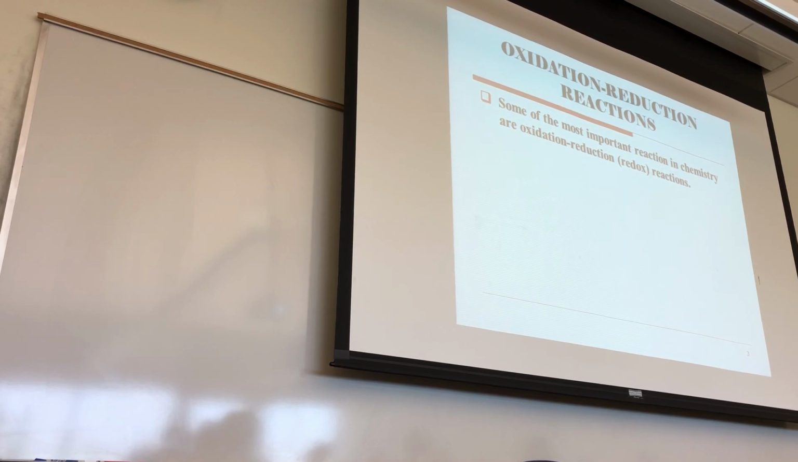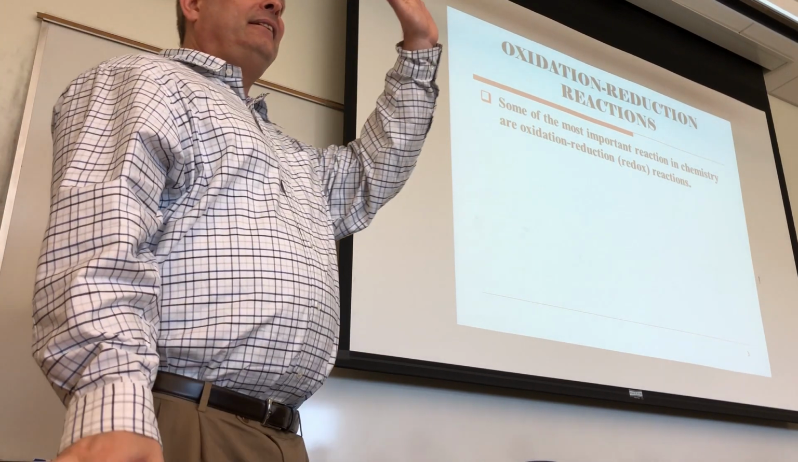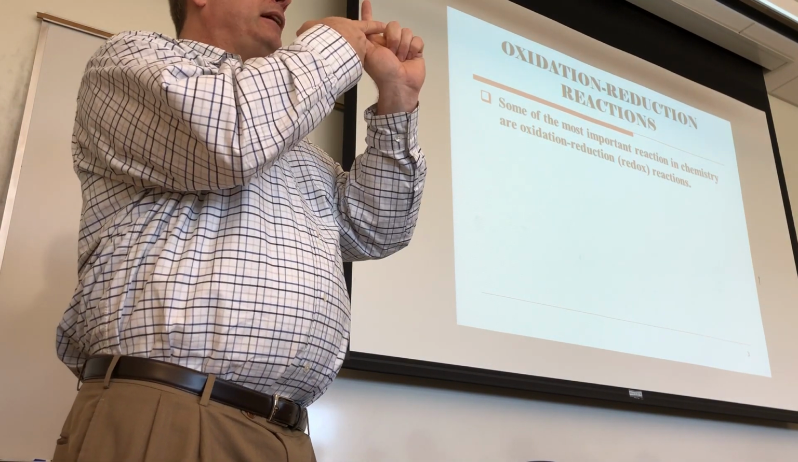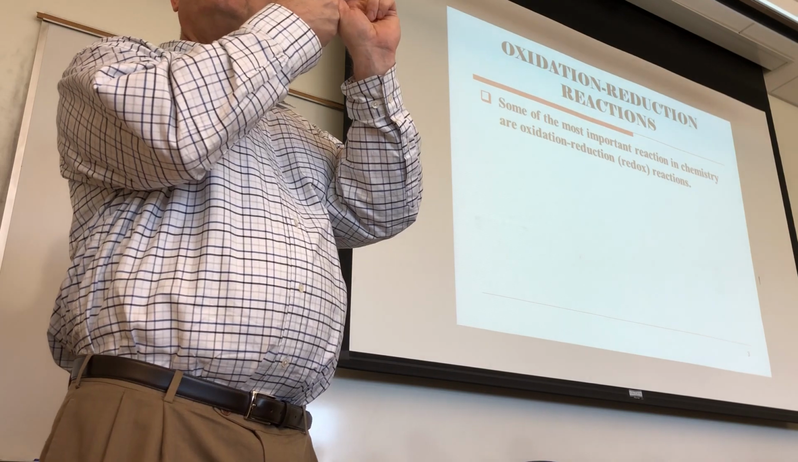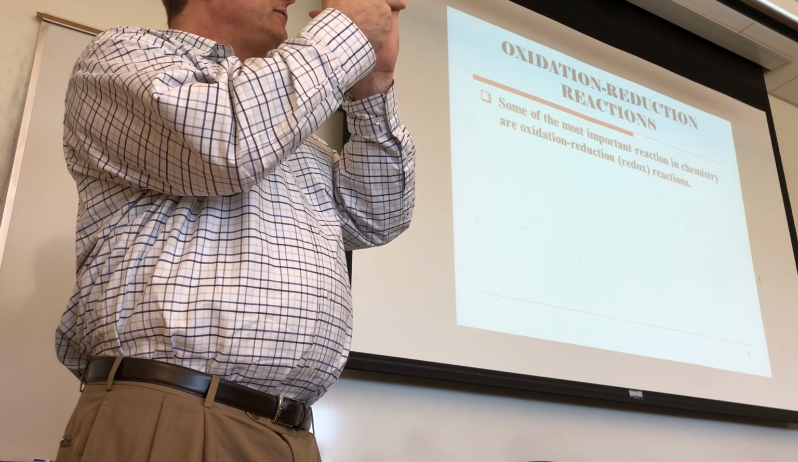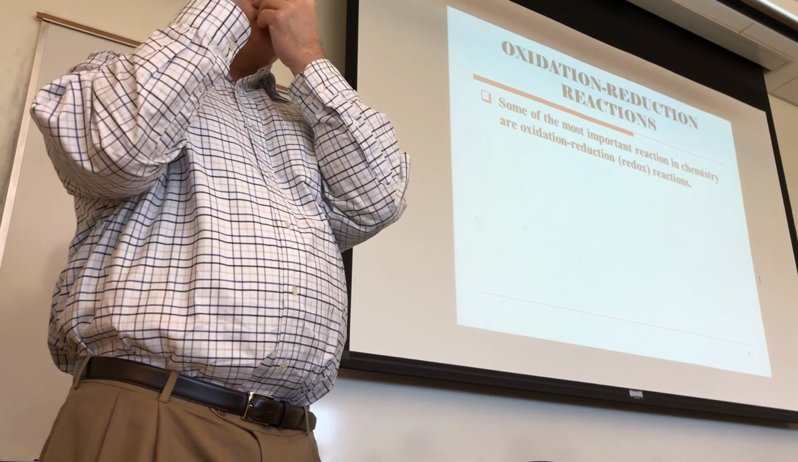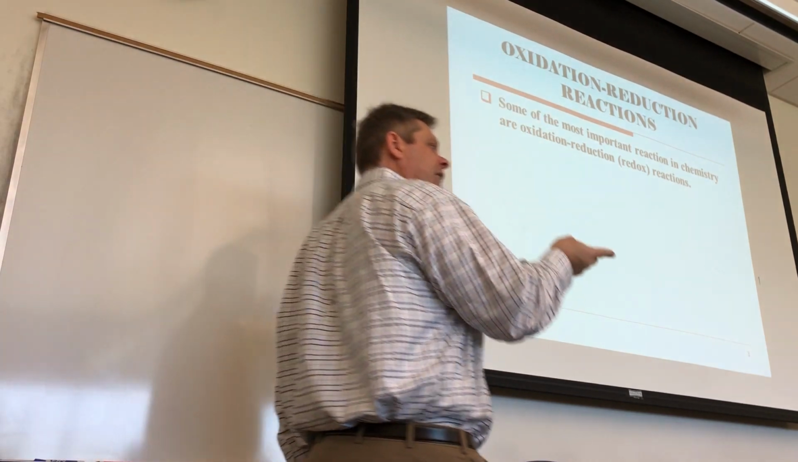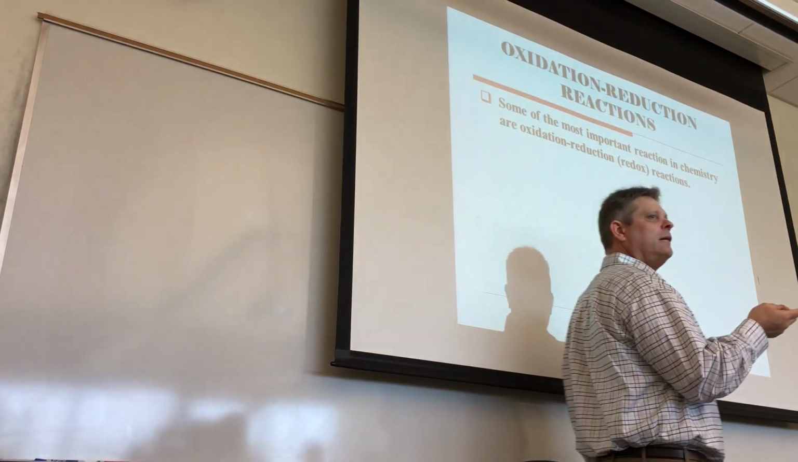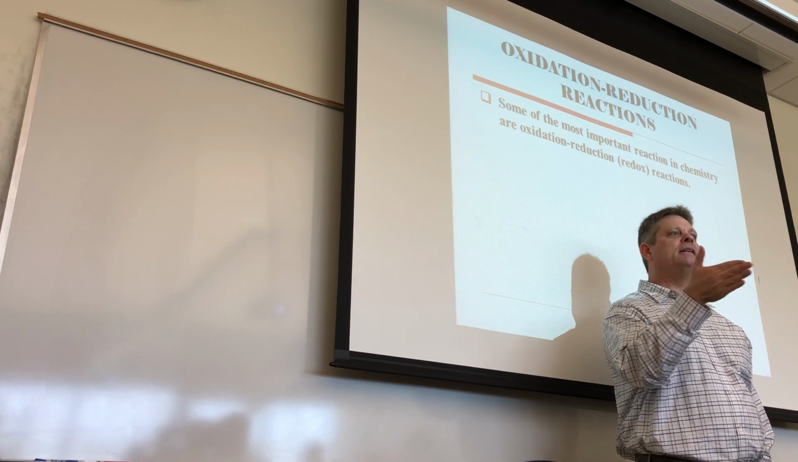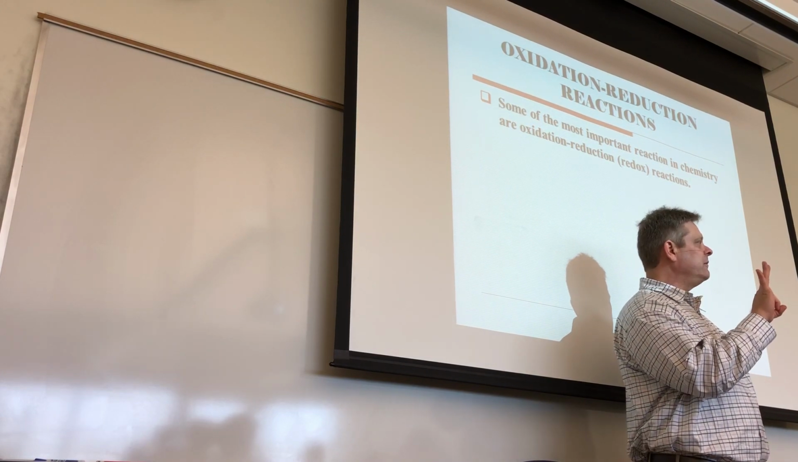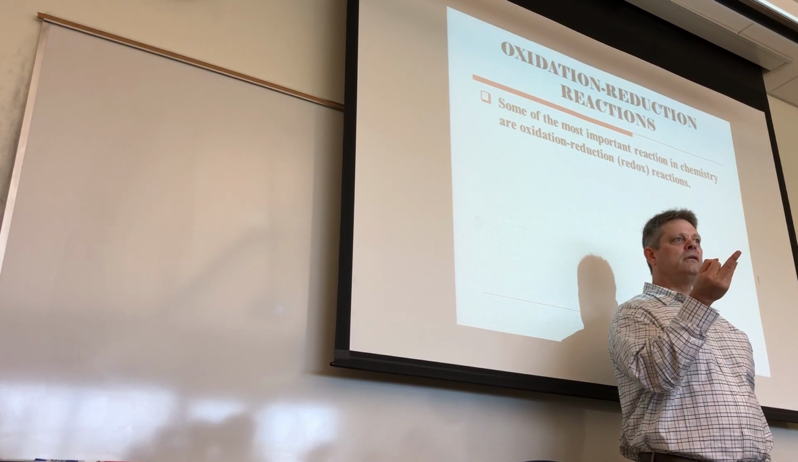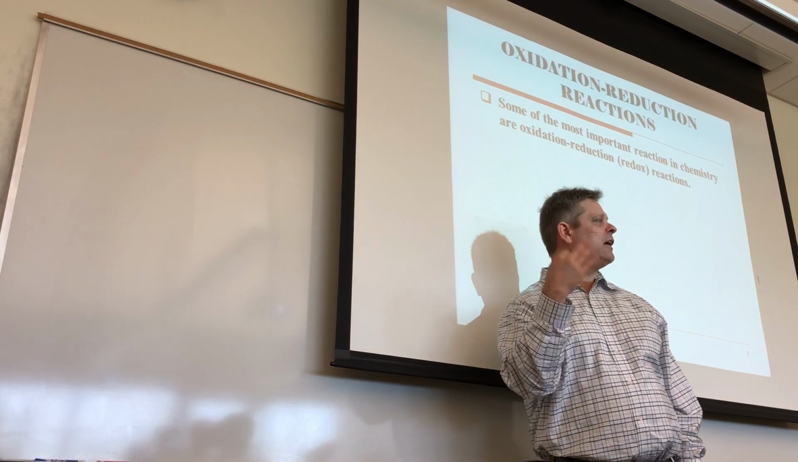How many chemical reactions did we learn in 101? Like 4 of them? 5. Single replacement, double replacement, combustion, decomposition, and synthesis or combination. Those are the 5. One of them was not a redox. Which one? That was the double replacement. And in the double replacement, we had 3 types of reactions: neutralization, precipitation, and gas forming.